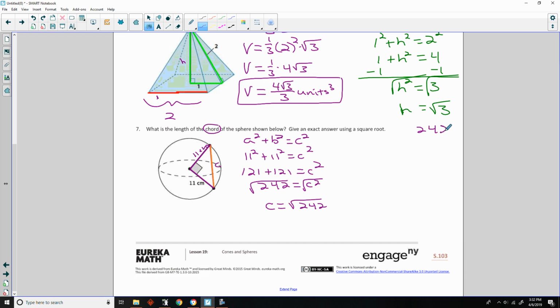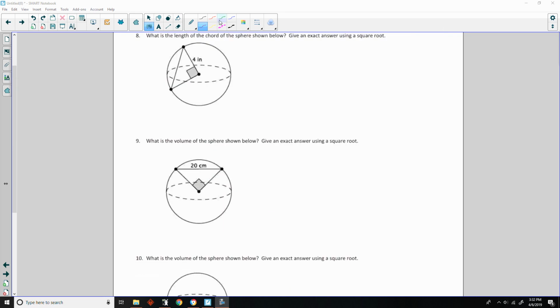Do a factor tree and divide by 2. I know that this is a perfect square because I just did it the other direction. So there's my answer: c equals 11 square root 2 centimeters. It said give an exact answer using the square root. Now, it did not say to simplify, so if you said c equals the square root of 242 centimeters, that would also be correct.